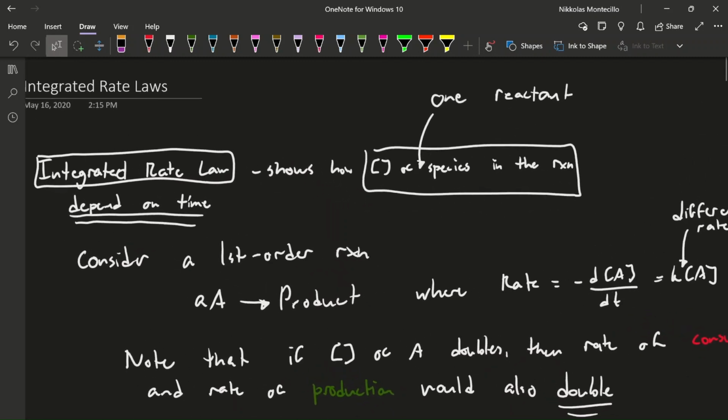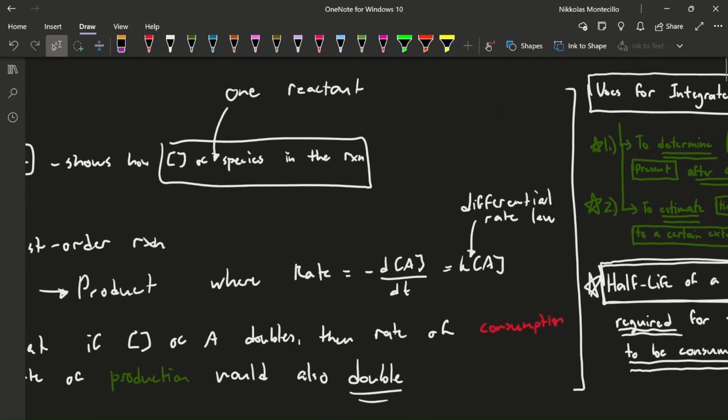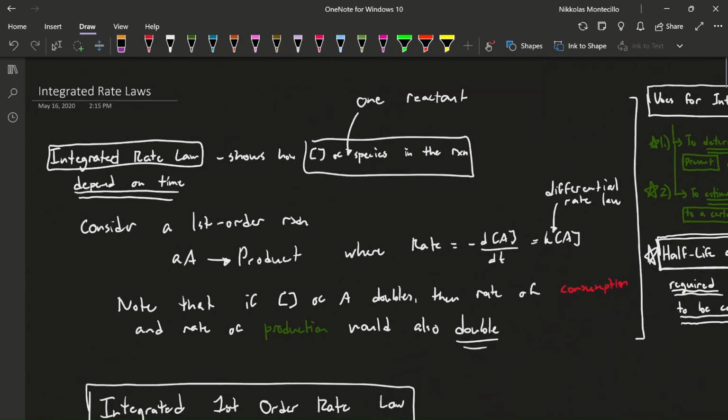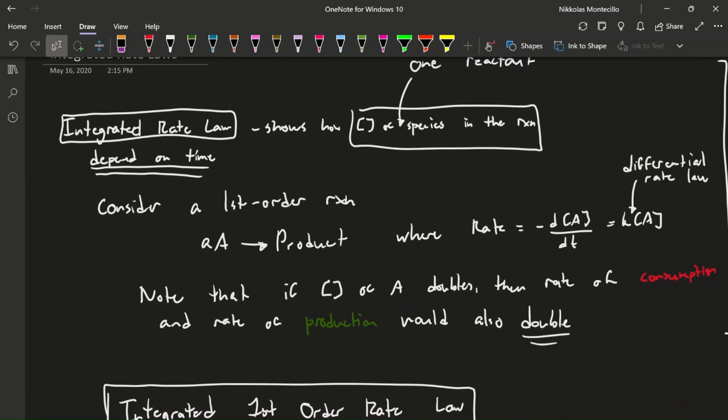So let's consider a first order reaction where the reactant A will yield products and the rate is equal to the rate constant k times the concentration of A. This is what we considered last time to be the differential rate law expression. We want to note that if the concentration of A doubles, then the rate of consumption and rate of production would also double. Okay? So just keep this in mind.